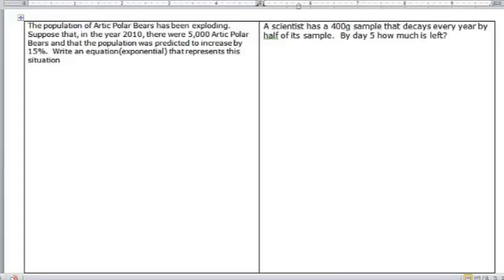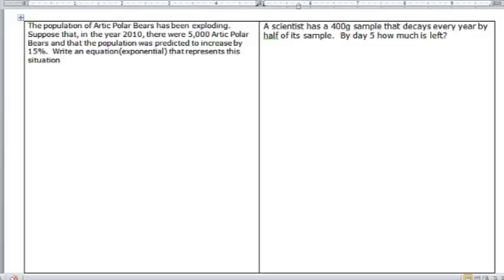In this example, we have two word problems. Each of them deal with exponential growth and decay. Let's look at the first one. The population of Arctic polar bears has been exploding.